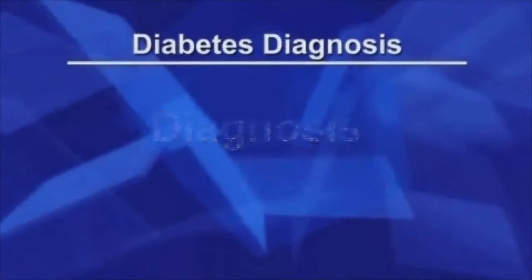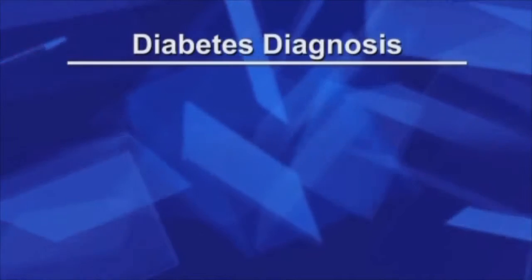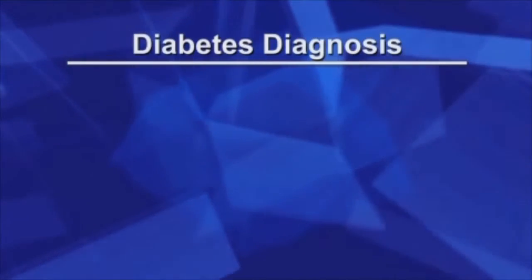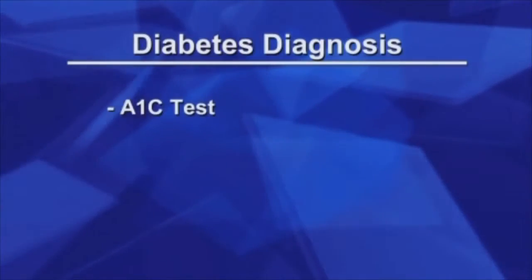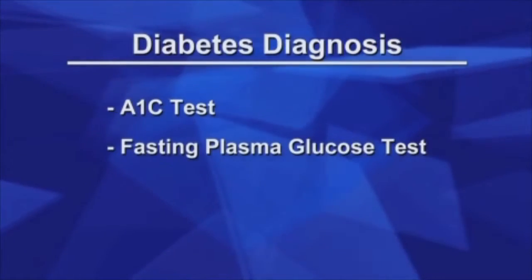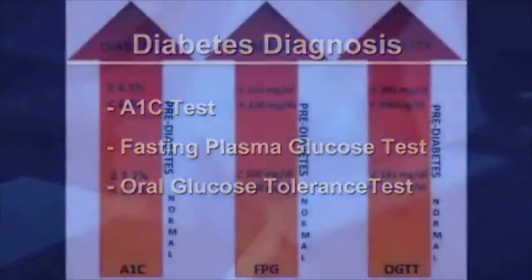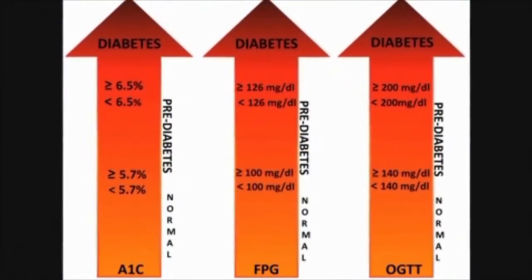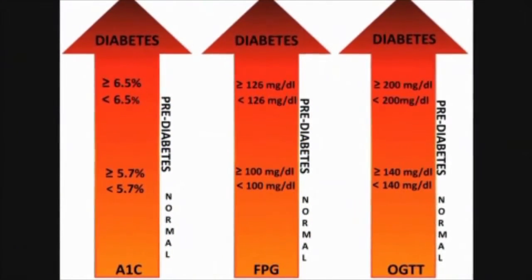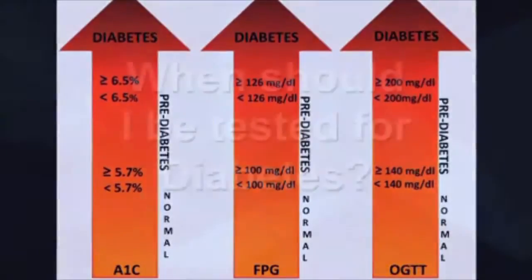There are 3 different tests your doctor may use to determine whether you have prediabetes or diabetes. Those tests include the A1C test, the fasting plasma glucose test, and the oral glucose tolerance test. The blood glucose levels measured tell if your metabolism is normal or if you have prediabetes or diabetes.